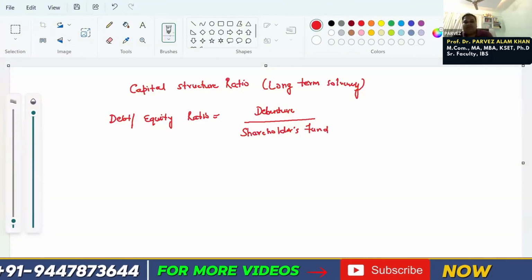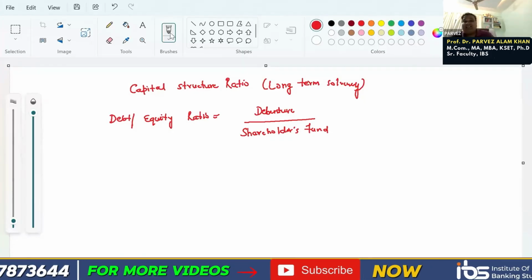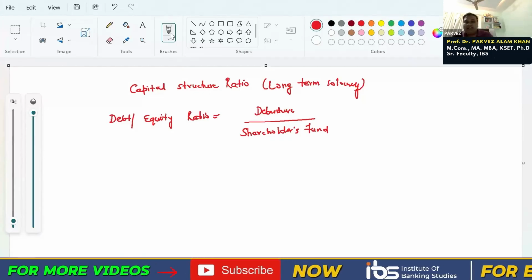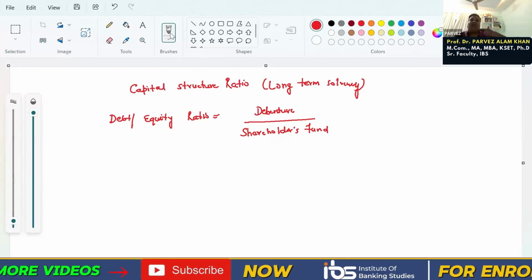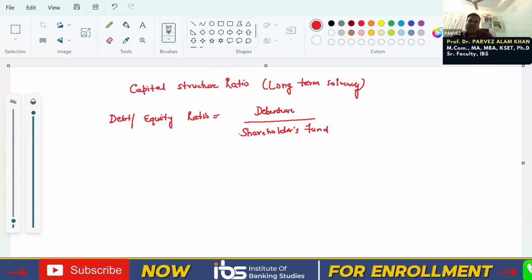You remember? General reserve is also part of it. Means we can retain it, right? So retained earning, general reserve, equity, share capital. So these all are part of owners fund, right? So that is the reason we say shareholders fund.